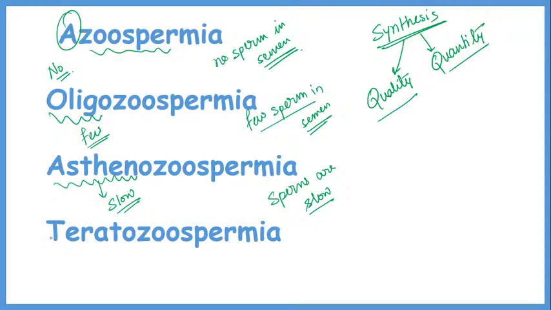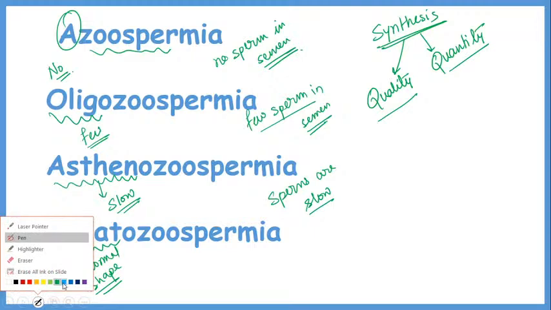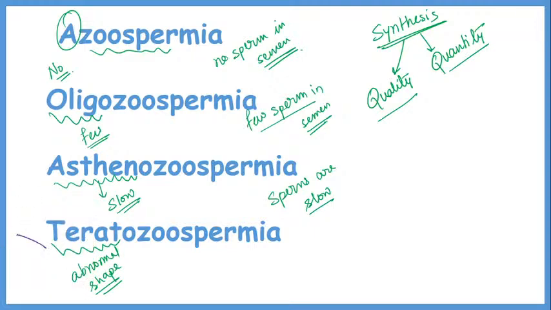And what is teratozoospermia? Terato means abnormal shape. That means the sperms are abnormally shaped, right? So they will also not be able to produce or create a pregnancy. Now teratozoospermia and asthenozoospermia are quality problems. Oligozoospermia and azoospermia are quantity problems.